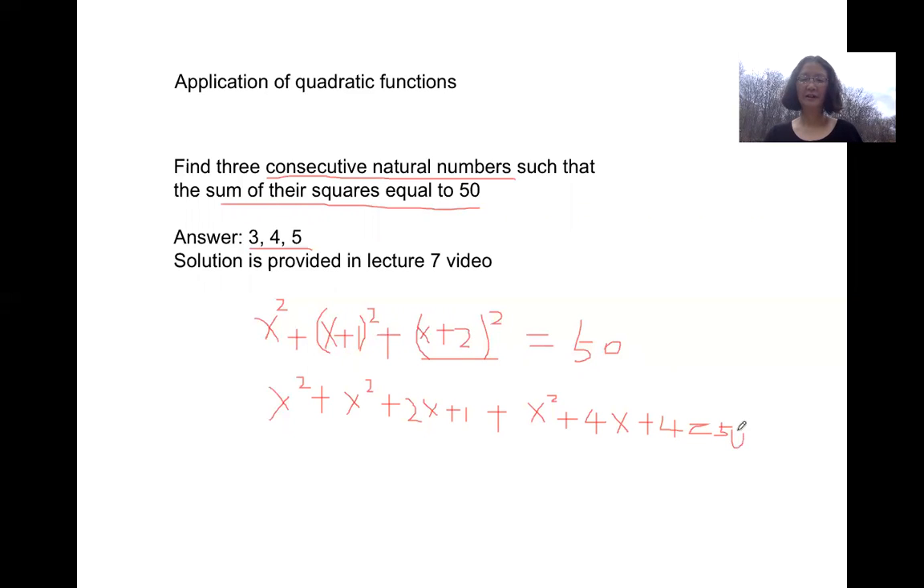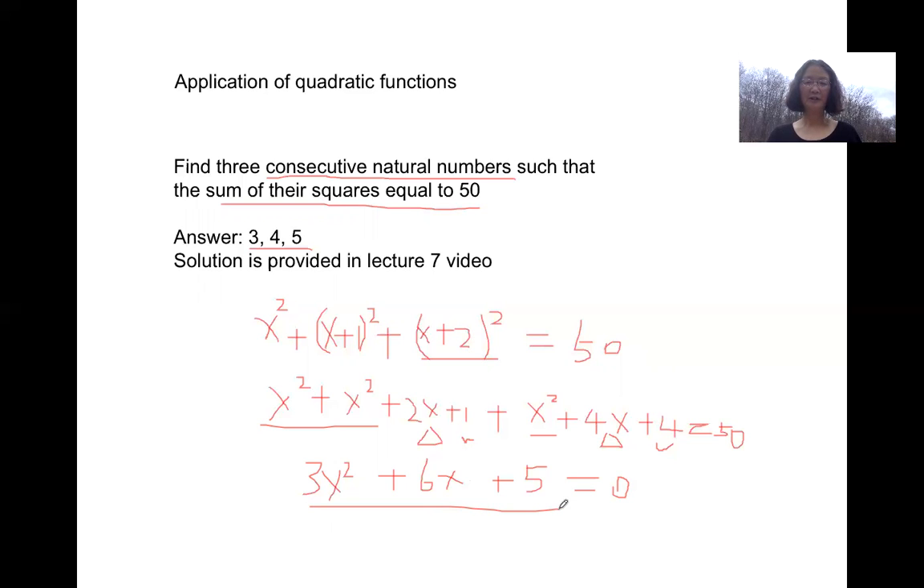Equal to 50. And now you collect like terms, x squared here, x squared here. So there are 3x squared. 2x here, 4x here, so 6x. Finally, the constants 1 and 4, it is 5. Equal to 0. Okay, so again, this is the general format for quadratic function.